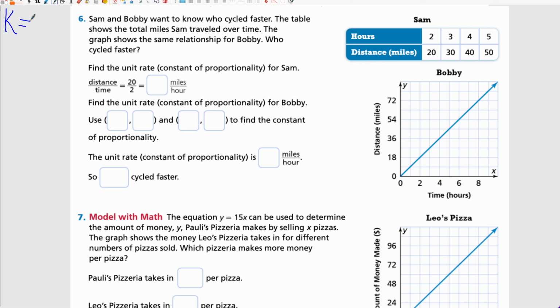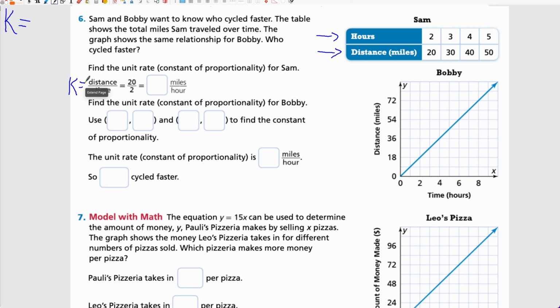So as we look at this first problem, Sam and Bobby want to know who cycled faster. The table shows the total miles Sam traveled over time. The graph shows the same relationship for Bobby, who cycled faster. Well, they set this up for us for the first one. They give us a table that shows us hours and distance, right? And over here, they tell us they've got distance over time, and this is just our K value.